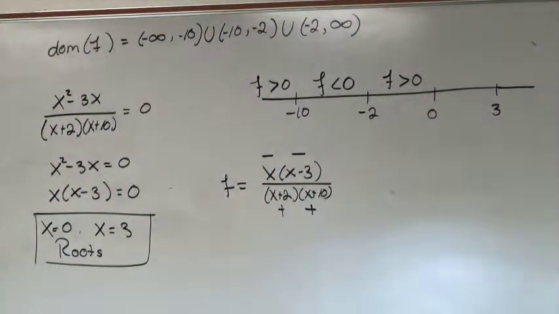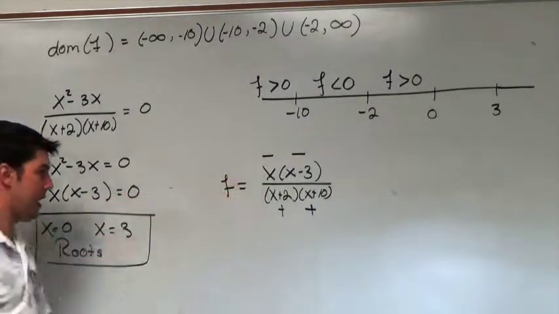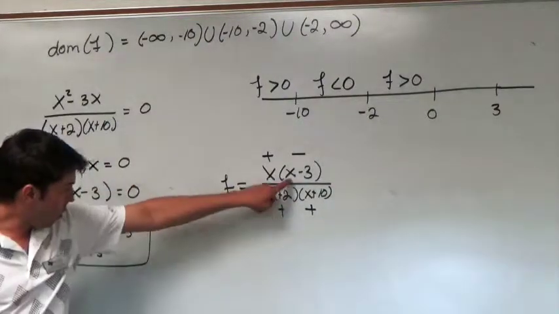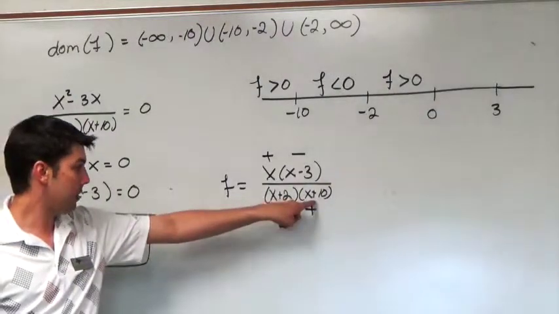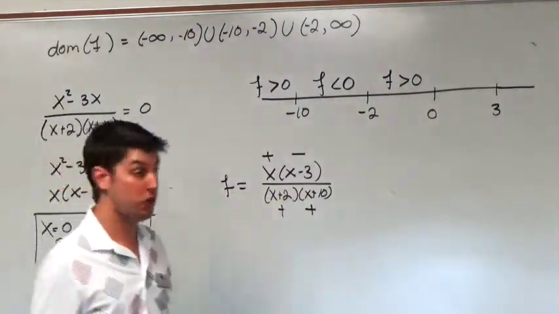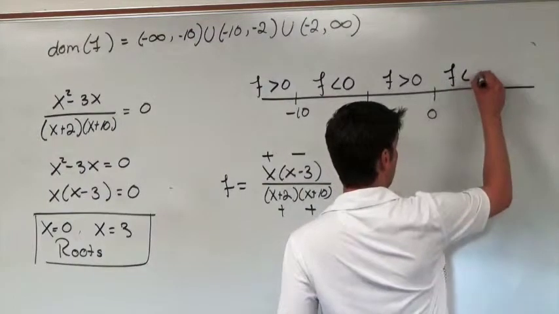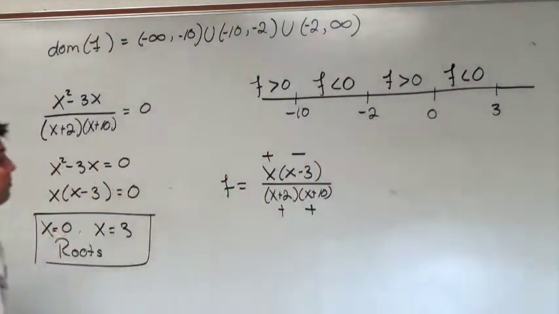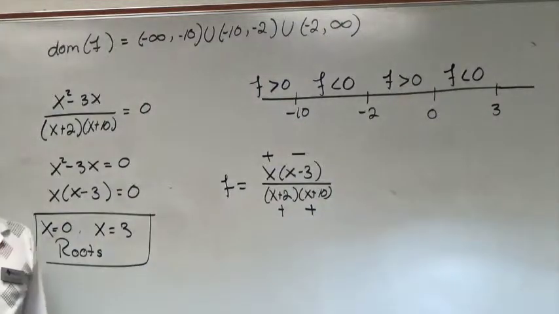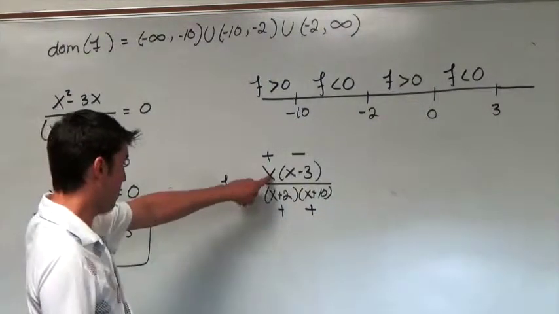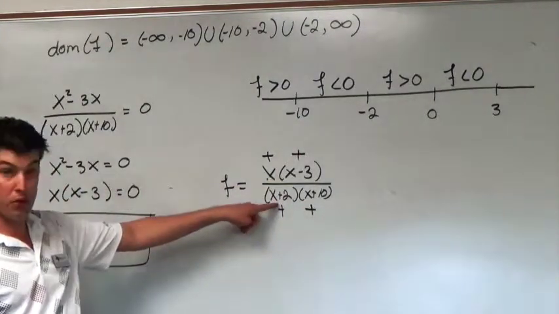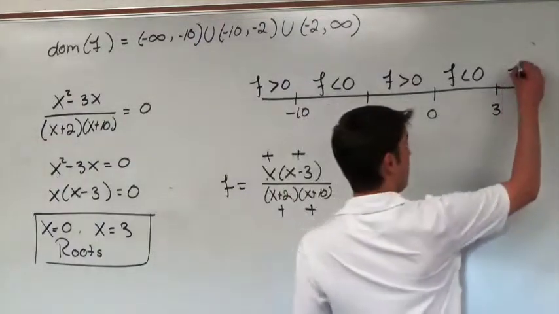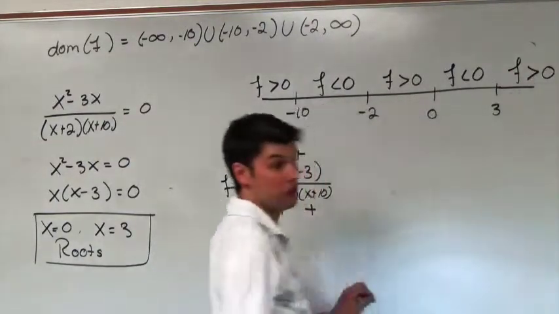All right. Between 0 and 3 lives 1. So plug in 1. If x is 1, then x is positive. 1 minus 3 is negative. 1 plus 2 is positive. And 1 plus 10 is positive. There's 3 positives and a negative. Produce a negative fraction. If x is bigger than 3, say 4, then x is positive. 4 minus 3 is positive. 4 plus 2 is positive, and 4 plus 10 is positive. And our function is positive.